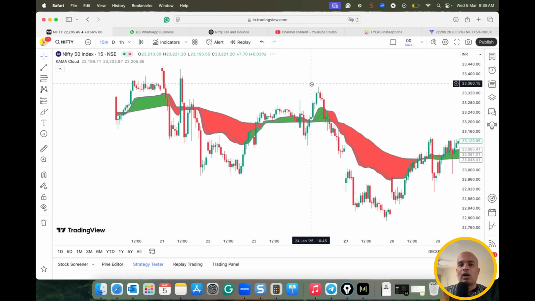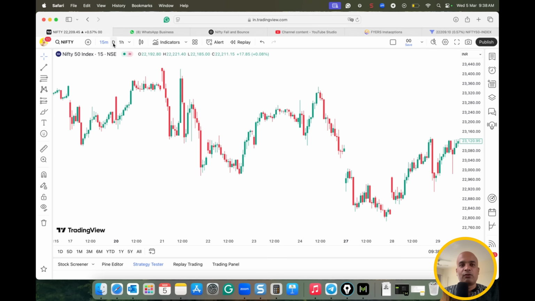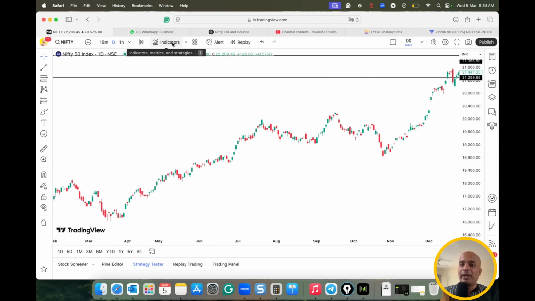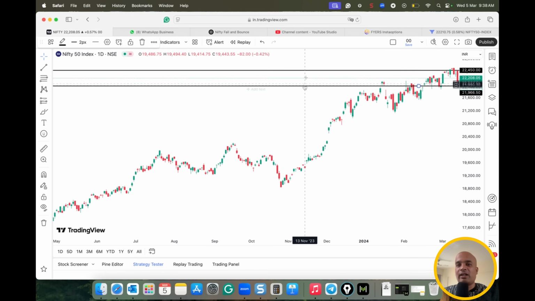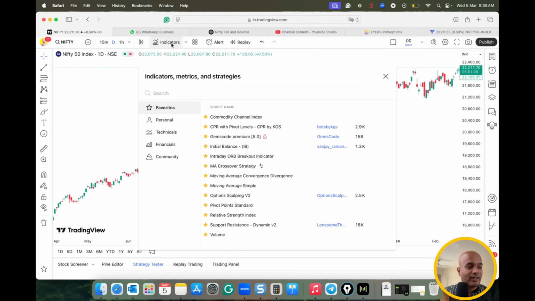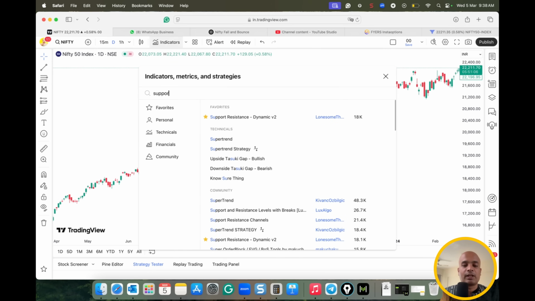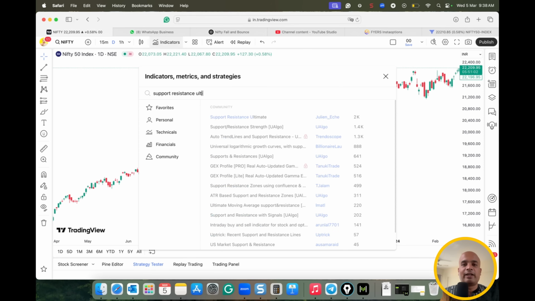So this is all about the Kama Cloud indicator. The third indicator is quite interesting, and I have suggested it to many people. Many people struggle a lot to draw support trend lines or resistance trend lines, and it helps such people. This indicator is called Support Resistance Ultimate.